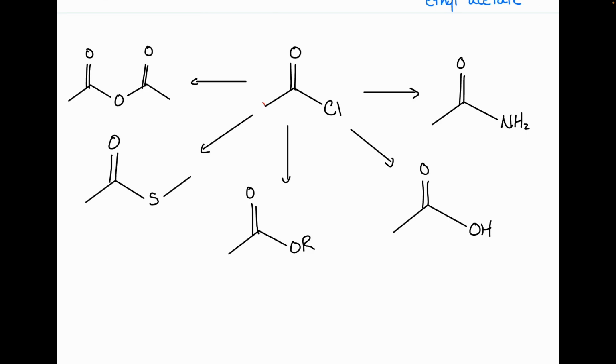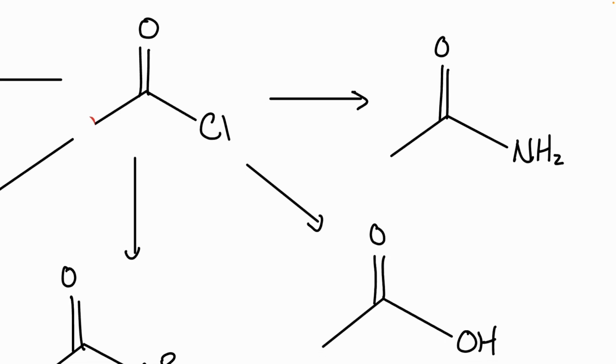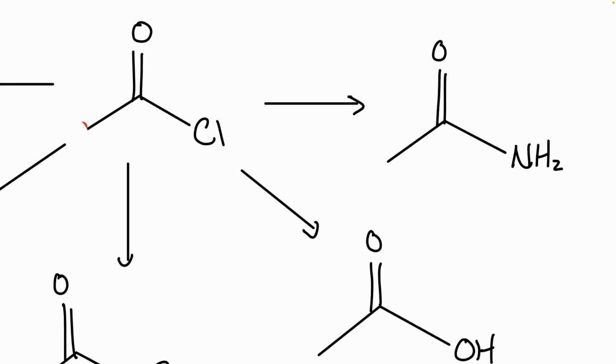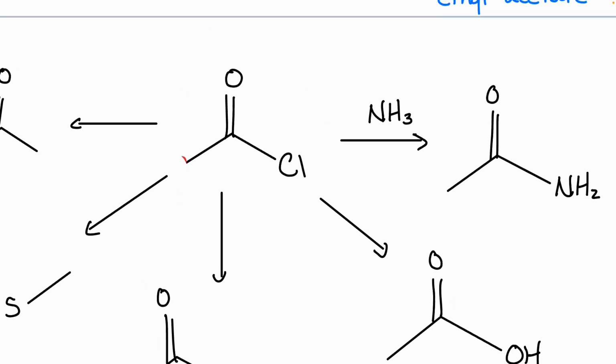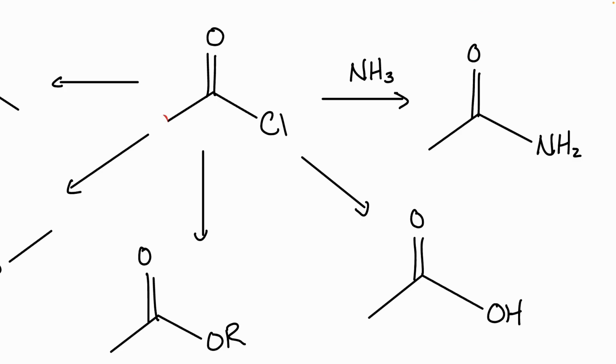And we said that these acyl chlorides are so reactive that you really don't even need to use the strong nucleophile for each one of your functional groups that you're starting out. You can use the weak nucleophile. So for my amide, I would just use ammonia. What about my carboxylic acid? I would use just water.